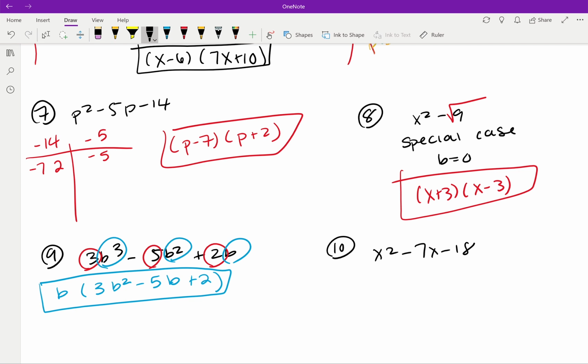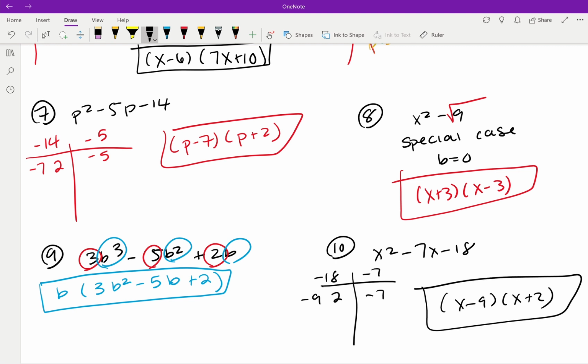And then lastly, number 10, x squared minus 7x minus 18. It's factoring when a is equal to 1, so I create my table. Two numbers that multiply to negative 18 but add to negative 7. That is going to be negative 9 and 2, because negative 9 times 2 gives you negative 18. Negative 9 plus 2 gives you negative 7. So this is going to be x minus 9, x plus 2. And that's it.